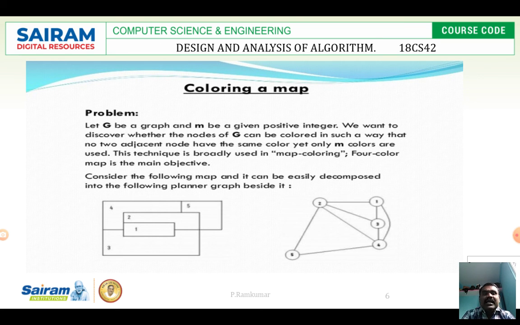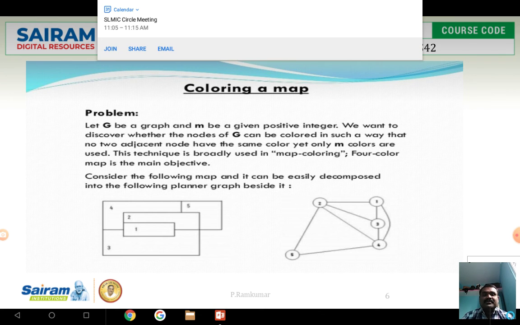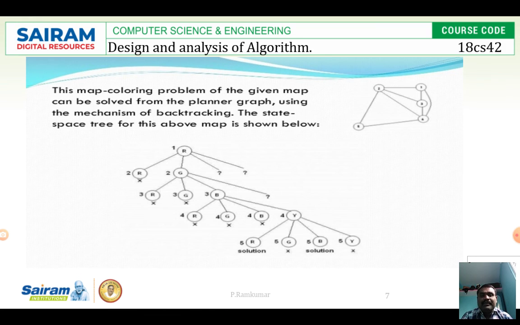Next one is map coloring. Let G be a graph and M be a given positive integer. We want to discover whether the nodes of G can be colored in such a way that no two adjacent nodes have the same color. In this given diagram, 1 and 2 are adjacent, so 1 and 2 should not have the same color. 5 and 4 are adjacent, so 5 and 4 should not have the same color. This is the concept, and consider this example of how it happens.